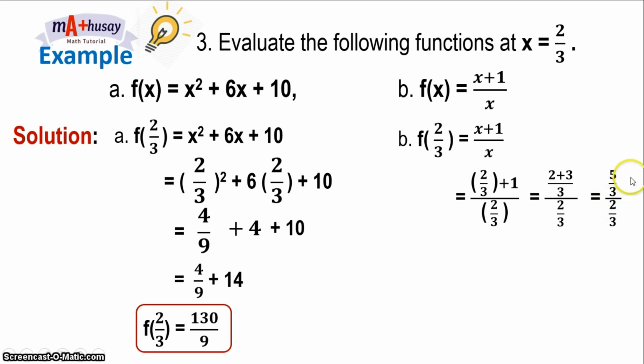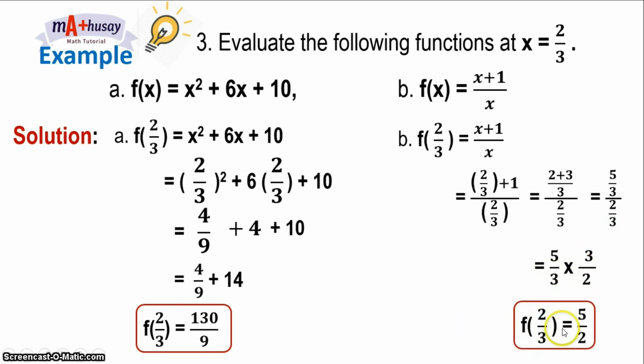So, ngayon, para ma-simplify itong fraction na may fraction, kukunin natin ang numerator, imumultiply sa reciprocal ng denominator. So, 5/3 times 3 over 2, we have f of 2/3 equals 5 over 2. So, dahil pwede na natin i-cancel si 3. So, again, f of 2/3 is 5 over 2.